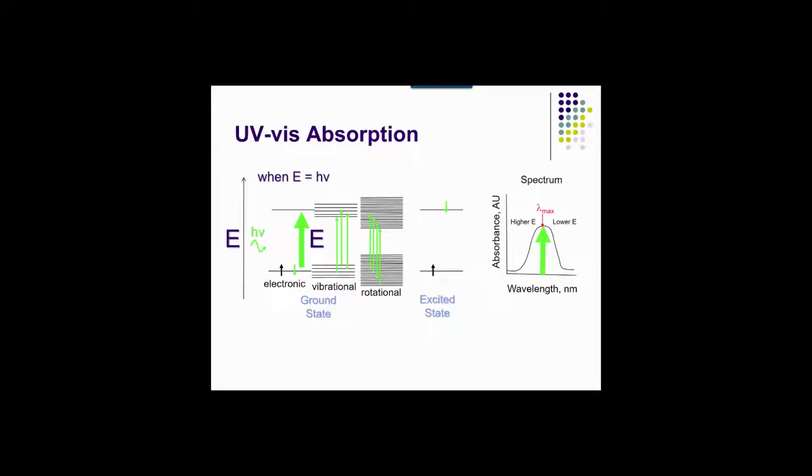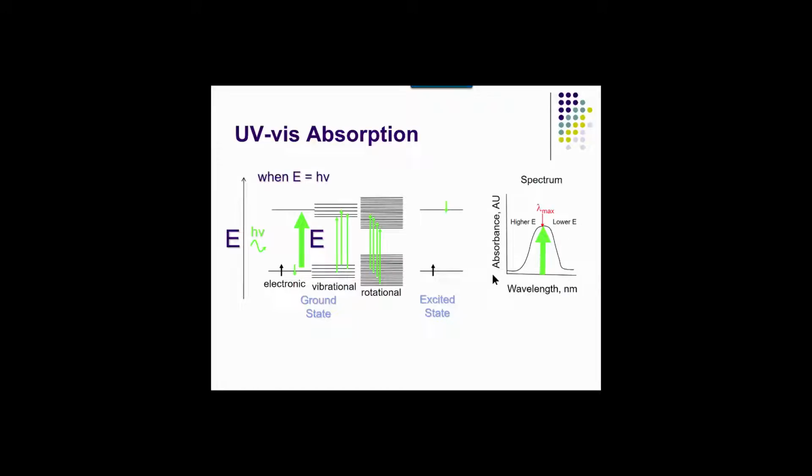And as a consequence, when we shine white light, light representing all of the UV and visible wavelengths, and we record a plot of the absorbance as a function of the wavelength of light, which we call a spectrum, we see a band as depicted at far right. That's called a UV visible band.